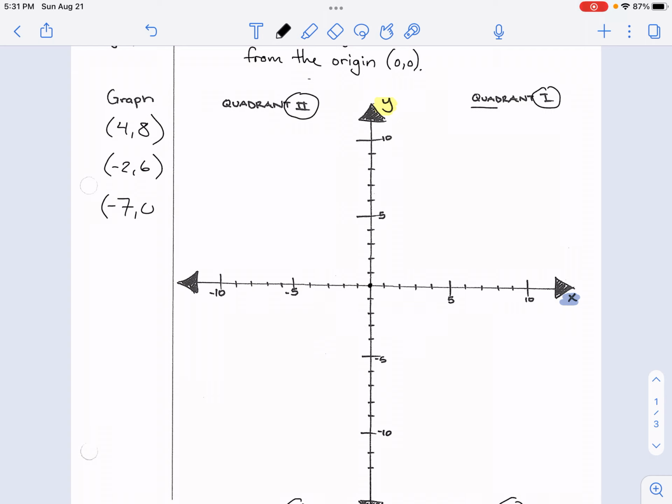-7, 0. And then let's do 4 for now. Let's do -1, -3. All right, first one, (4, 8).